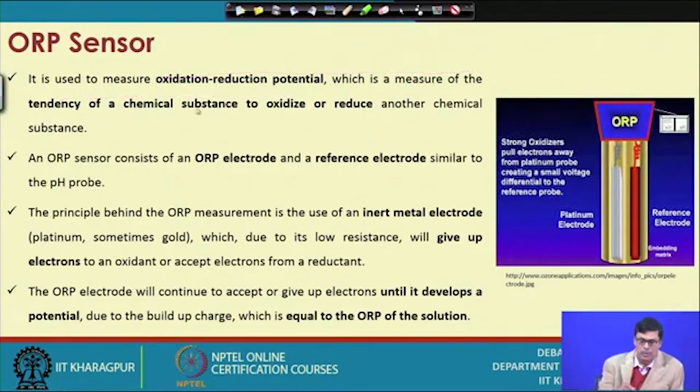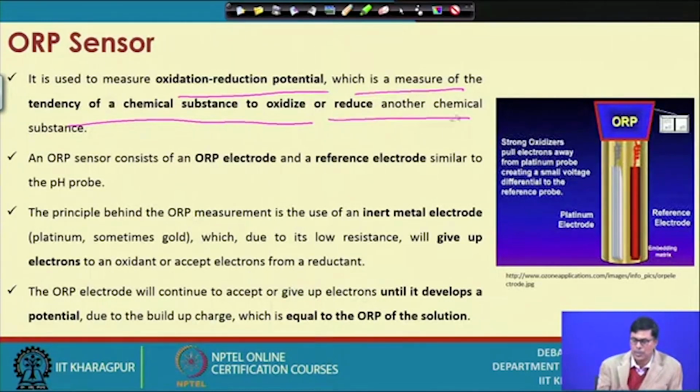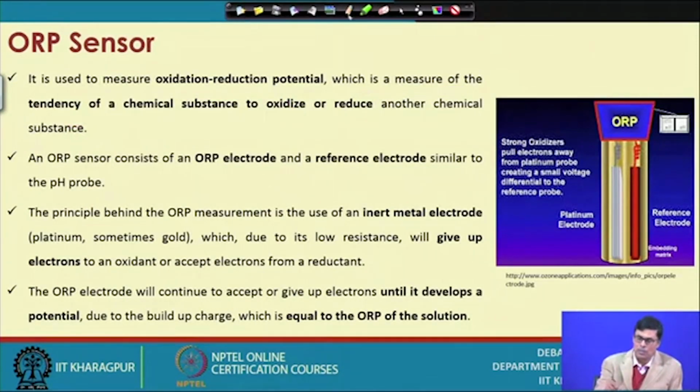From the detector we can find out what concentration we have. Now, this is the oxidation reduction potential, which is a measure of the tendency of a chemical substance to oxidize or reduce to another chemical substance. Sometimes it is very much required in fermentation processes. It consists of an ORP electrode and a reference electrode, similar to the pH probe. Sometimes we have the pH probe clubbed with the oxidation reduction potential probe, and both are estimated from the same probe. The same principles more or less apply here.